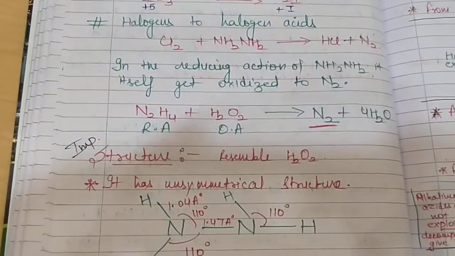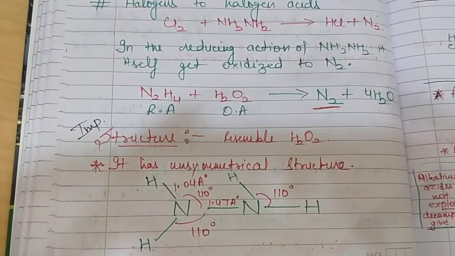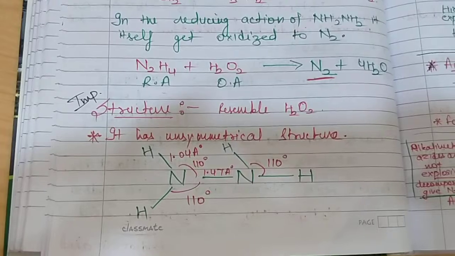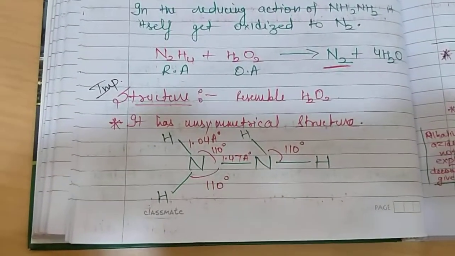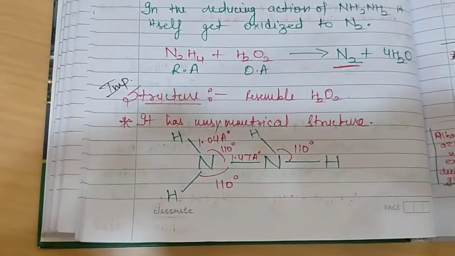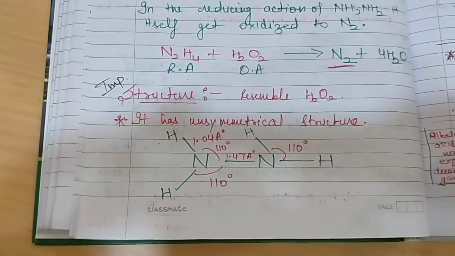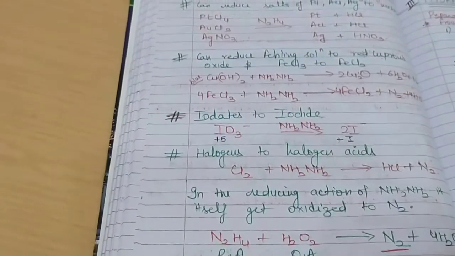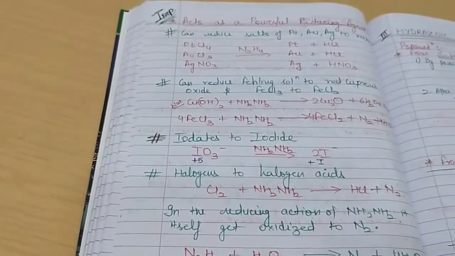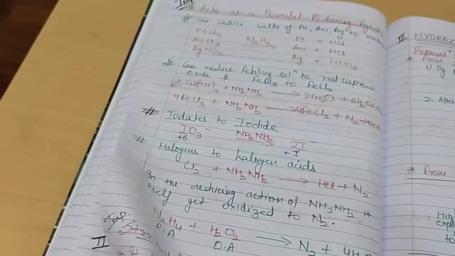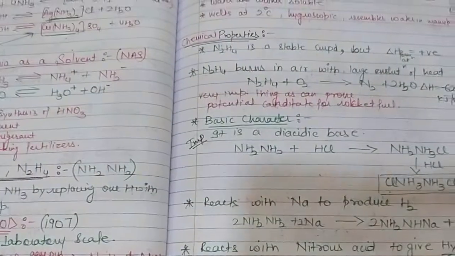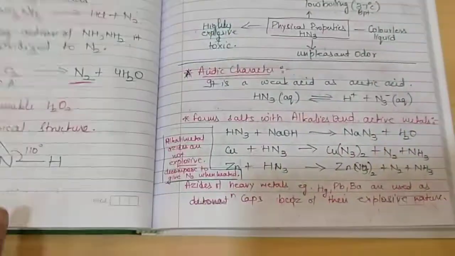Now coming to the structure of hydrazine, it resembles that of H2O2. It is very much similar to the structure of H2O2, where nitrogens are directly bonded with a single bond and 2 hydrogens are attached to each nitrogen. So this is the structure of hydrazine. Reducing action and synthesis of hydrazoic acid from hydrazine are 2 important things out of hydrazine, along with its preparation, that is via the Raschig's method. These are the important topics out of hydrazine.